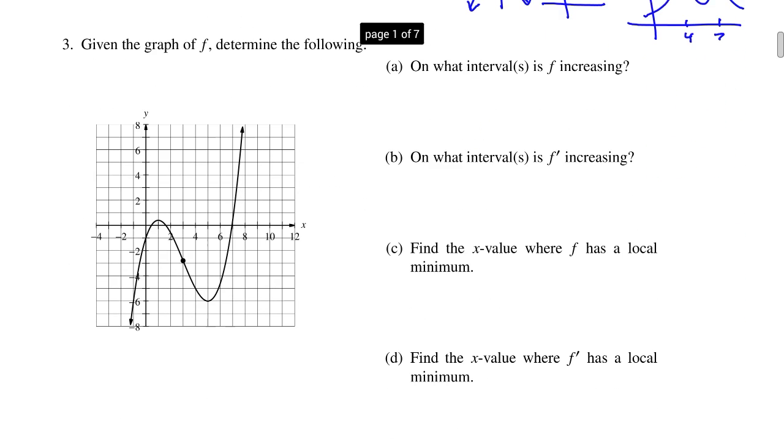Question 3. Given the graph of f, determine the following. A, on what interval is f increasing? So this is just straight up increasing. So it's from negative infinity to 1 union 5 to infinity.